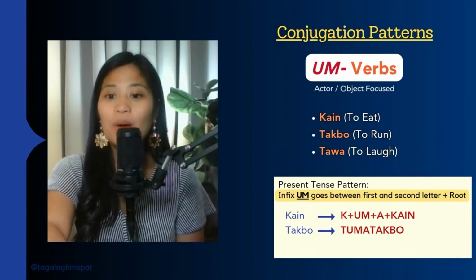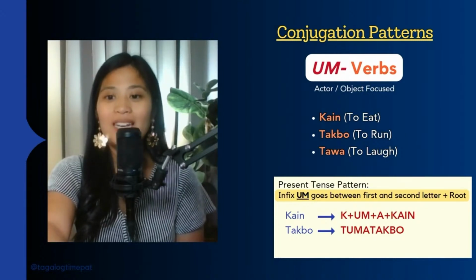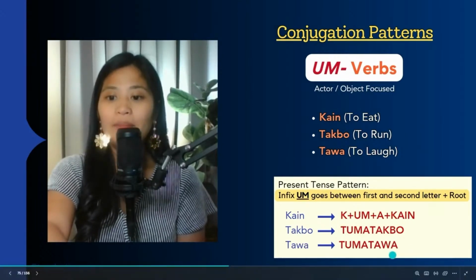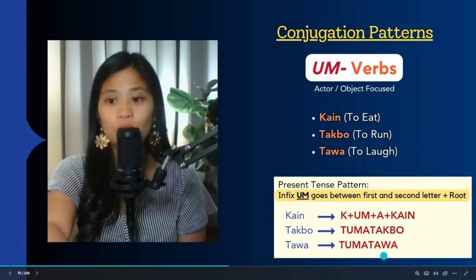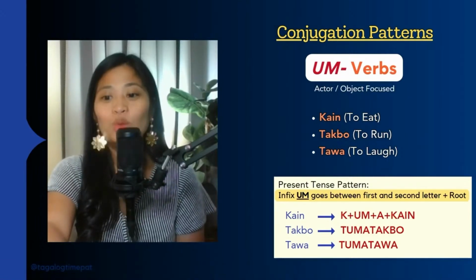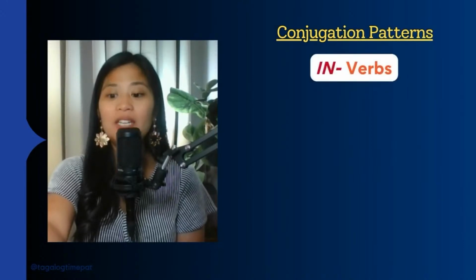What do you think tawa will be in the present tense? And just use the pattern we learned. In the present tense, tawa, to laugh, will be tumatawa. Um goes between the first and second letter, and then the root goes at the end. Tumatawa sila. They are laughing. Alrighty, now let's move on to in verbs.